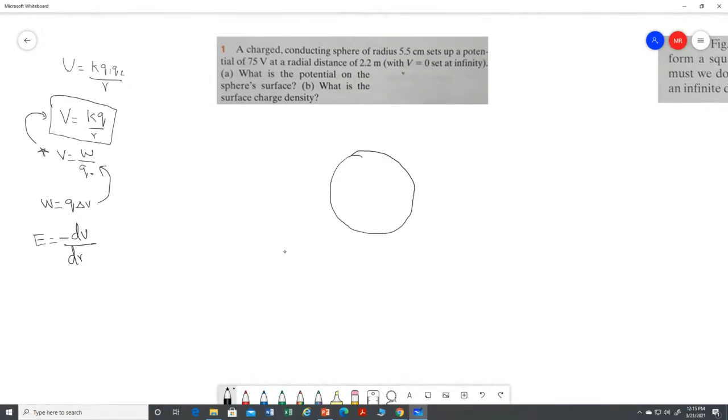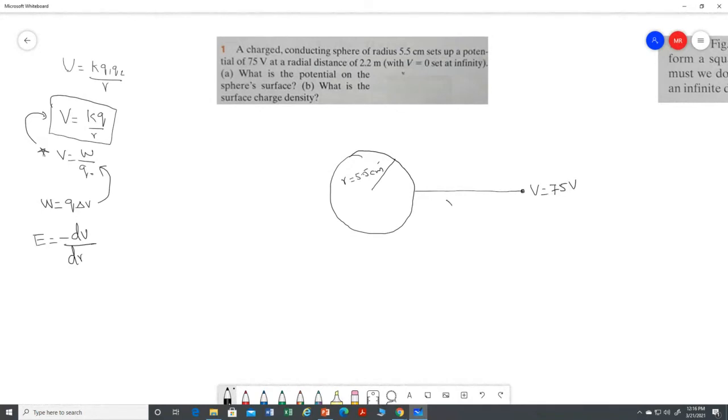So you have the conducting sphere and its radius is given. What is its radius, my dear? The radius of the sphere is 5.5 centimeter. So you have to convert it to meter. And it sets up a potential of 75 volt at a radial distance of 2.2 meter. That means at a distance of 2.2 meter, how much voltage does it produce? It produces 75 volt.